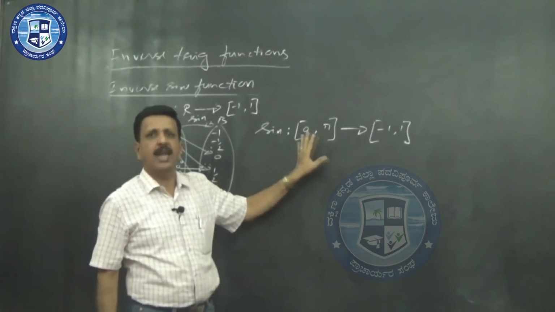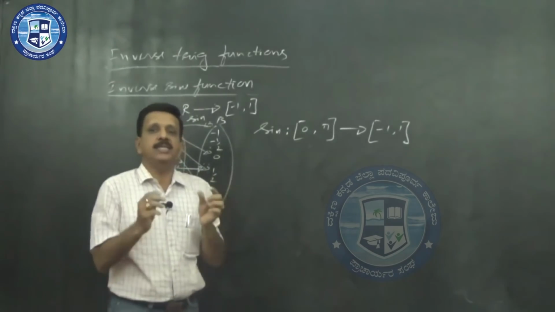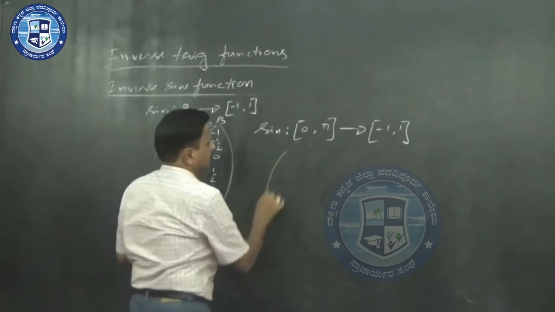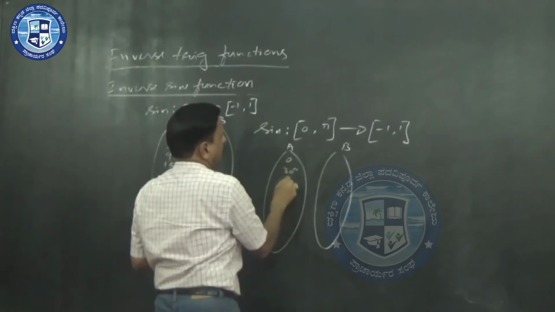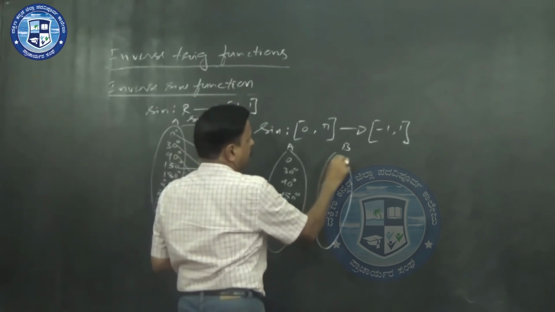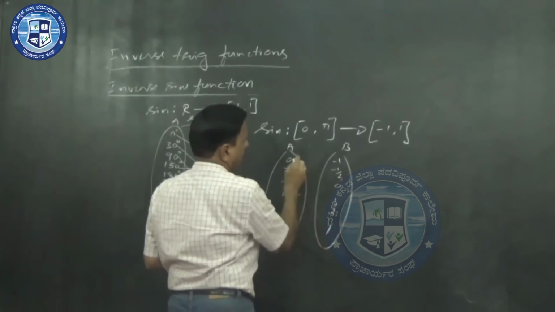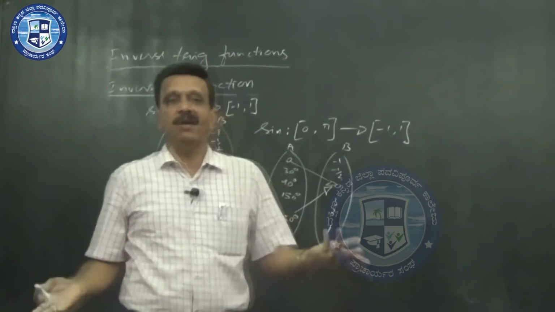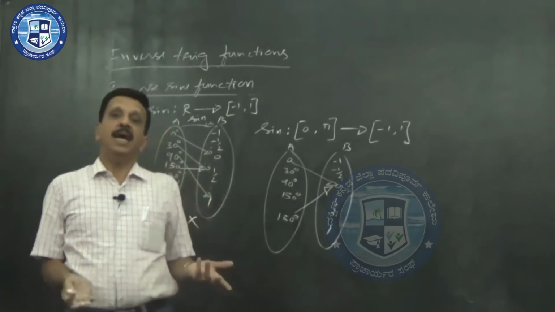One trial and error method. I am resetting set A. I am restricting set A to contain all the angles between 0 to pi inclusive. What happens? Let us see. This is set A, this is set B, 0, 30 degree, 90 degree, 150 degree, 180 degree, and here I will take -1, -half, 0, half, 1. Sine 0 is 0, sine 180 is also 0. Everybody knows sine 180 is 0.